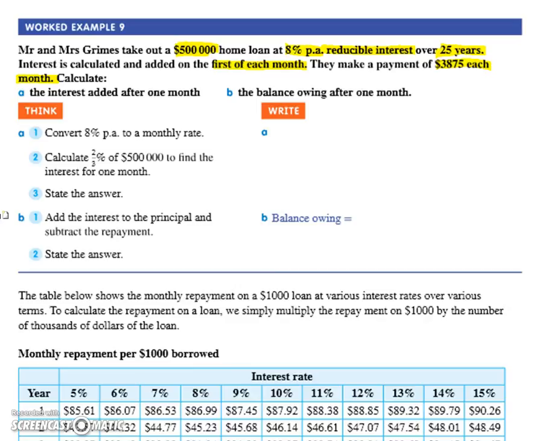All right, so this one, we've got to convert 8% to a monthly rate. So what do we do? So we've got, that's a highlighter. I did that quite a lot in my videos too, use the highlighter.